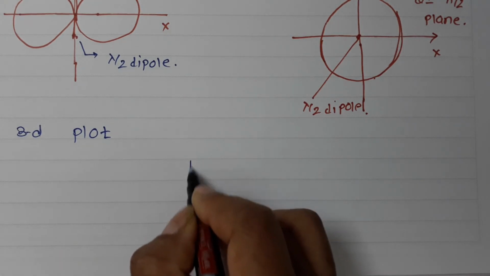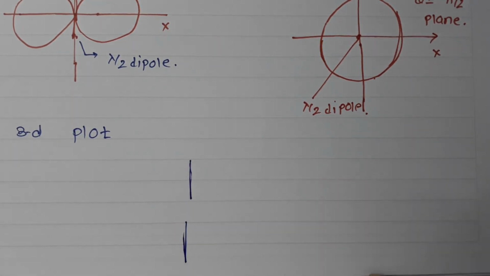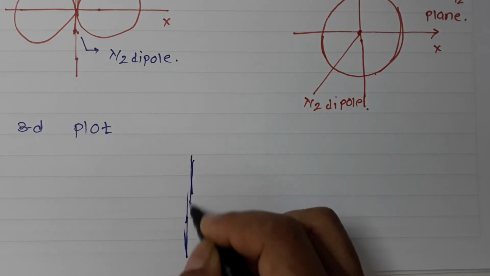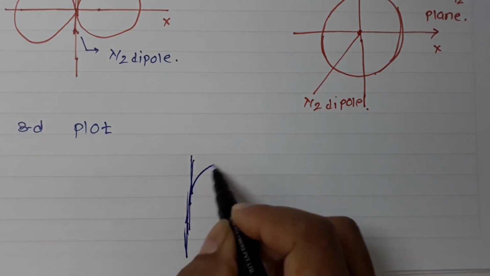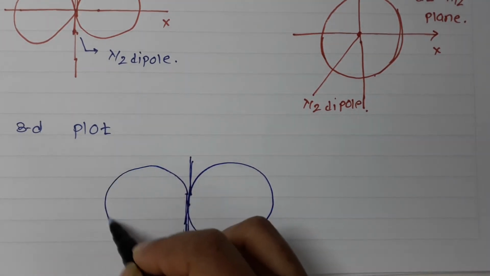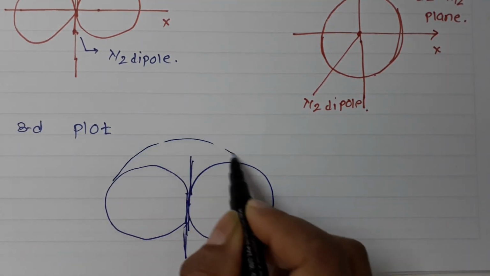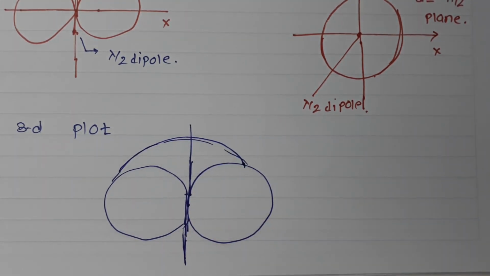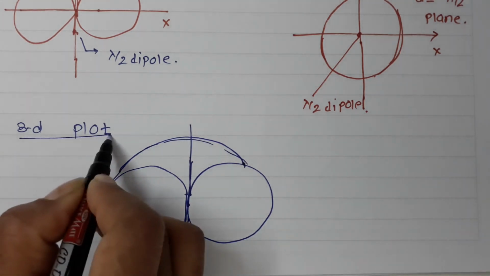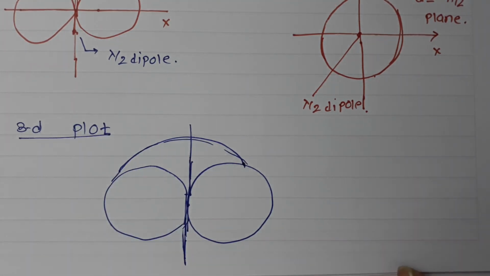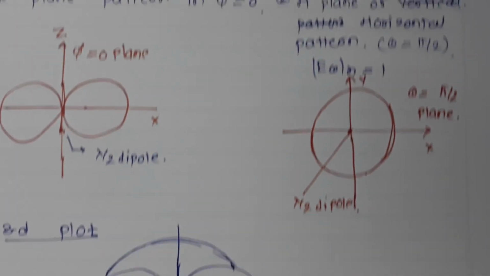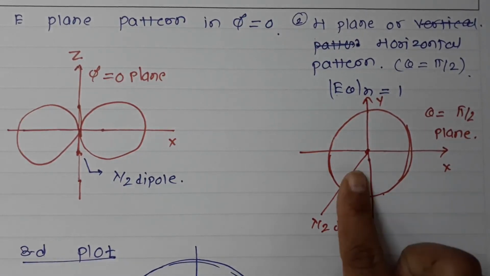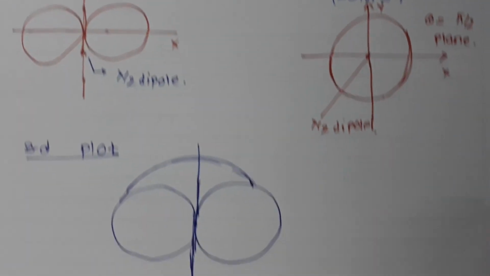So I'm placing my antenna over here. I can say this is my complete antenna. My pattern will be like this, and the combination of these two is nothing but this one. So this is my donut shape pattern, which I can say is nothing but the 3D plot. So this is all about the plots or the radiation patterns of an antenna: we have seen the E plane pattern, the H plane pattern, and the last one is nothing but the 3D plot.